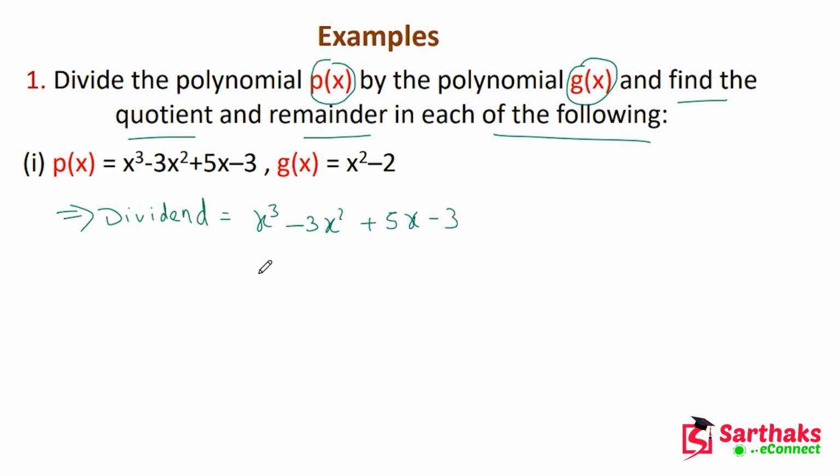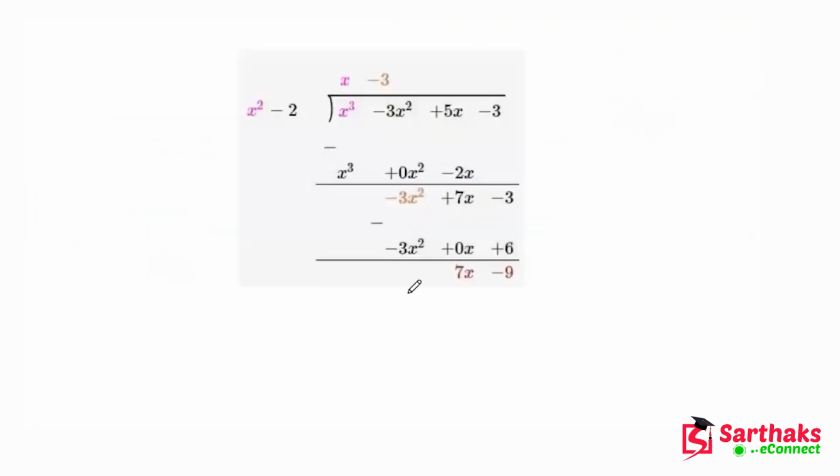And our divisor is x square minus 2. So friends, the dividend is of degree 3 and the divisor is of degree 2. So the degree of the dividend is greater than the degree of the divisor, so we can easily divide the dividend by the divisor.